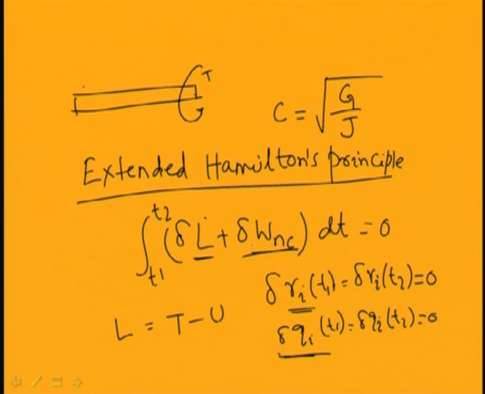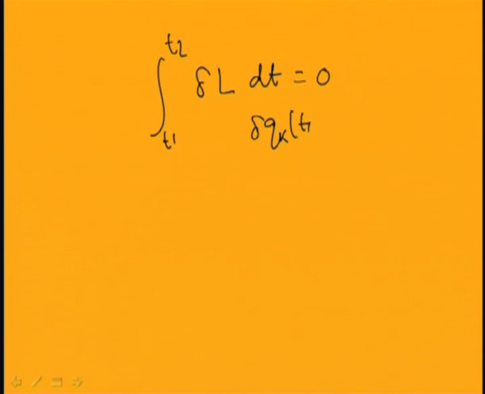Generally, this Hamilton principle is used for conservative systems. In that case delta W NC equal to 0 and the Hamilton principle will be integral t1 to t2 of delta L dt equal to 0, where delta q k at t1 equal to delta q k at t2 equal to 0.